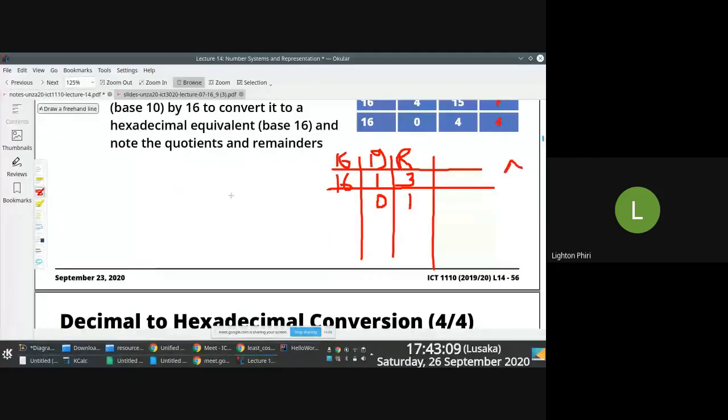Some people just think the answer is 31 here because you've forgotten, oh, was it top to bottom or bottom to top or something? It's bottom to top, right? 1, 3. Do you understand this?